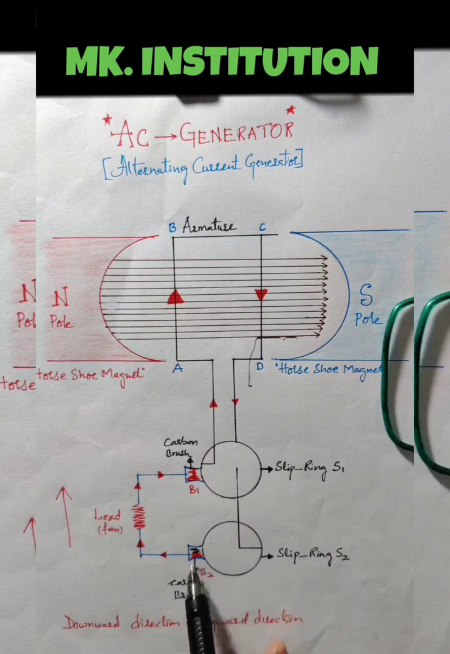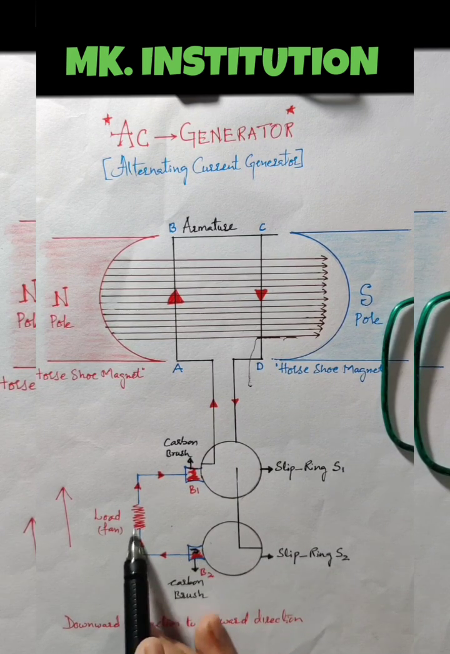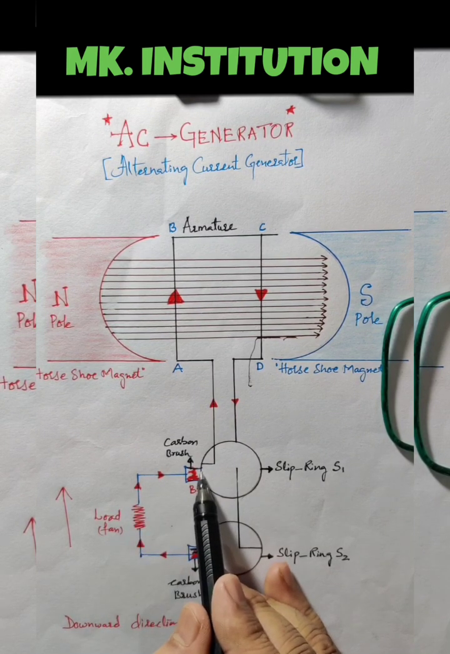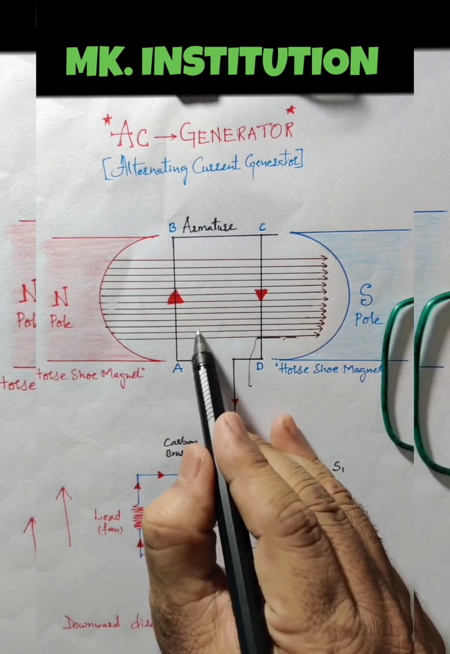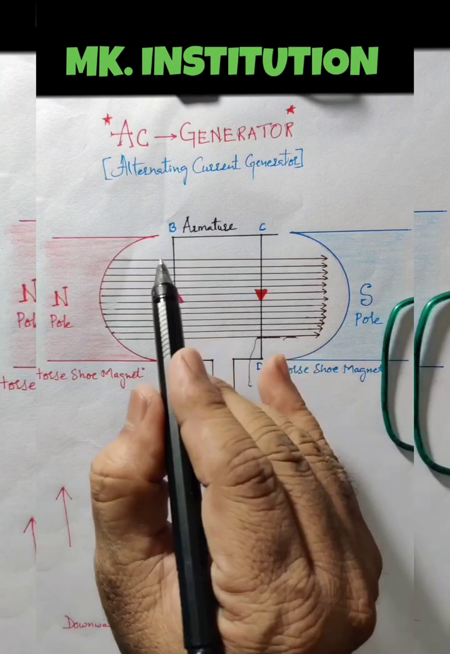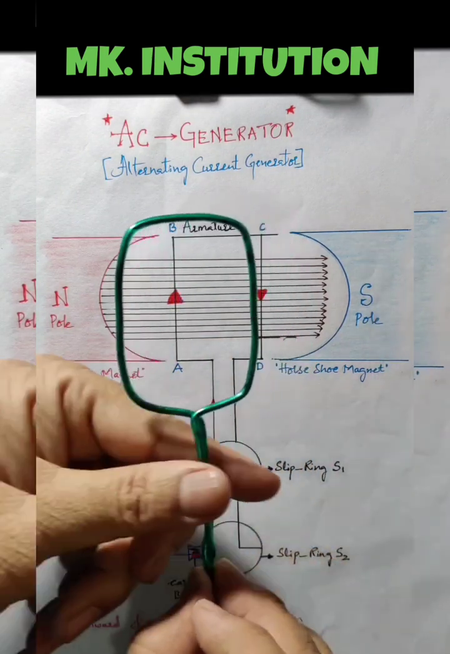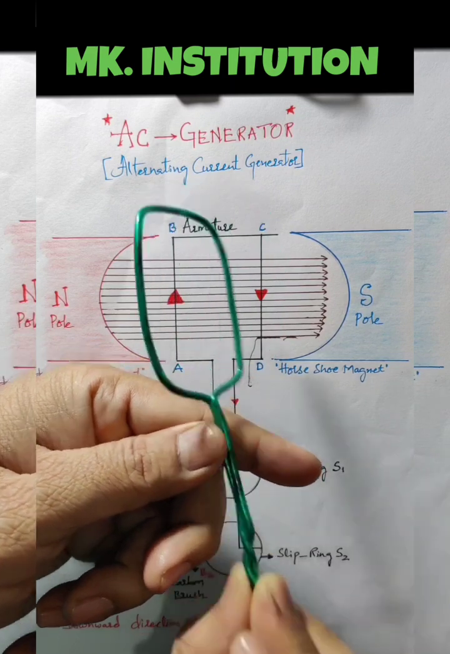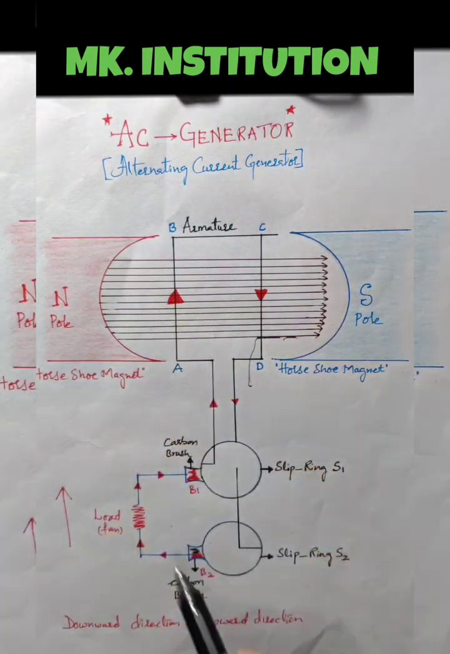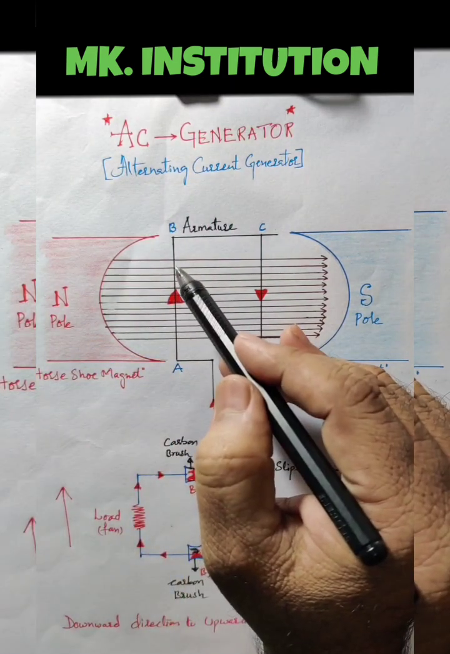Here it rotates and comes to B2. From B2, it comes to the load. From the load, it enters into B1. From B1, the next slip ring 1. From slip ring 1 it directly enters into the armature. Here one round is completed. When rotation happens here, one round is completed. The first half is completed, the current is here.